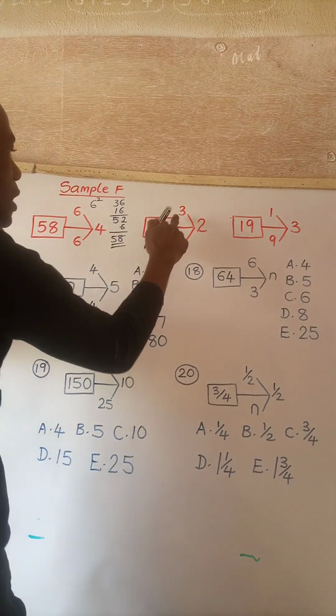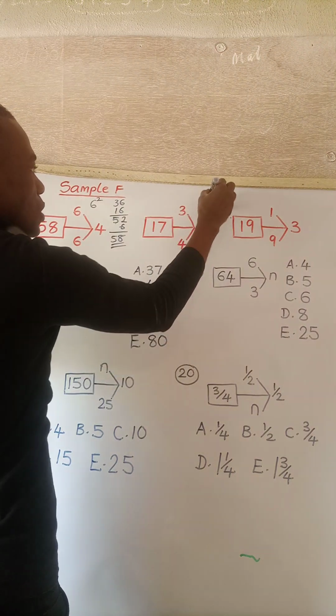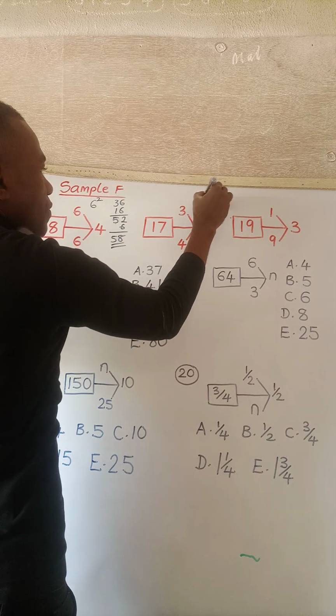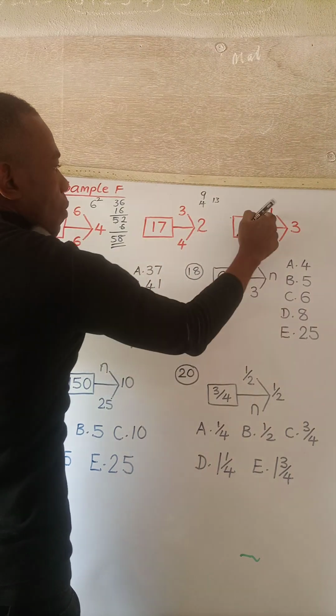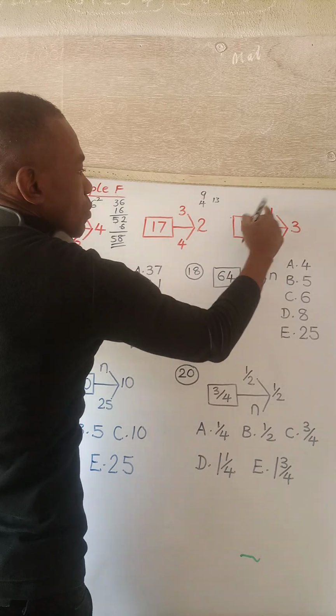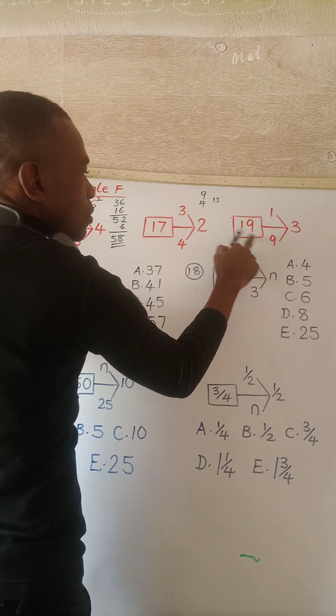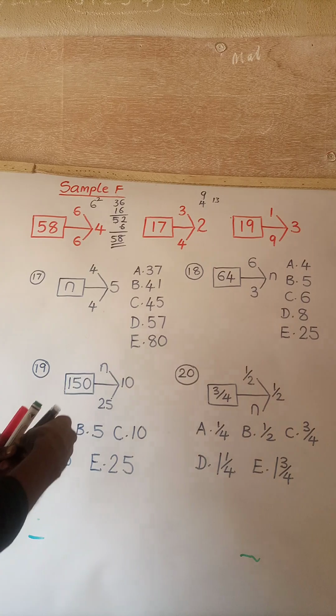The same thing is also applicable. 3 times 3 is what? Is 9. 2 times 2 is what? Is 4. So when you add 4 here, it will give us 13. 13 plus 4, it will give us 17. 1 times 1 is 1. 3 times 3 is 9. 9 plus 1 will give us what? 10. 10 plus 9 will give us 19. So we are going to apply this in solving these very questions that we have here.